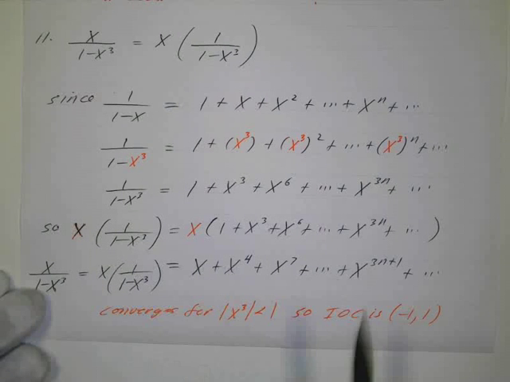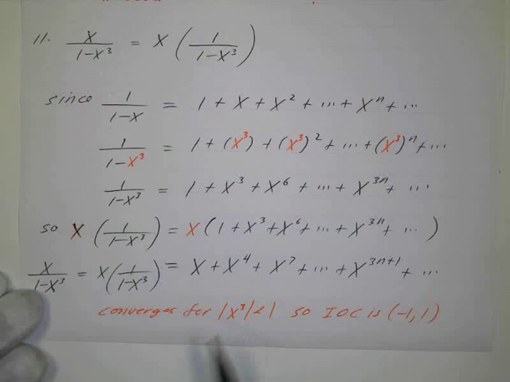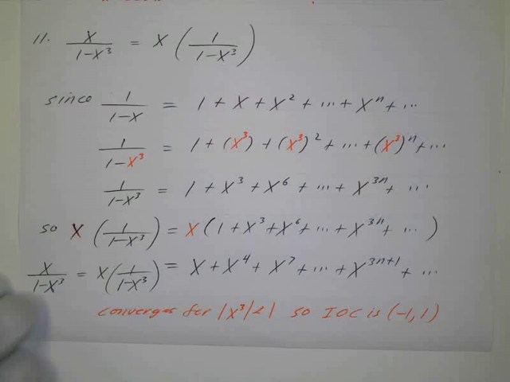And since this series converges for the absolute value of x less than 1, then it converges for the absolute value of x cubed less than 1, which is going to work out to be the same, so my interval of convergence is negative 1 to 1. Okay, and then number 12.